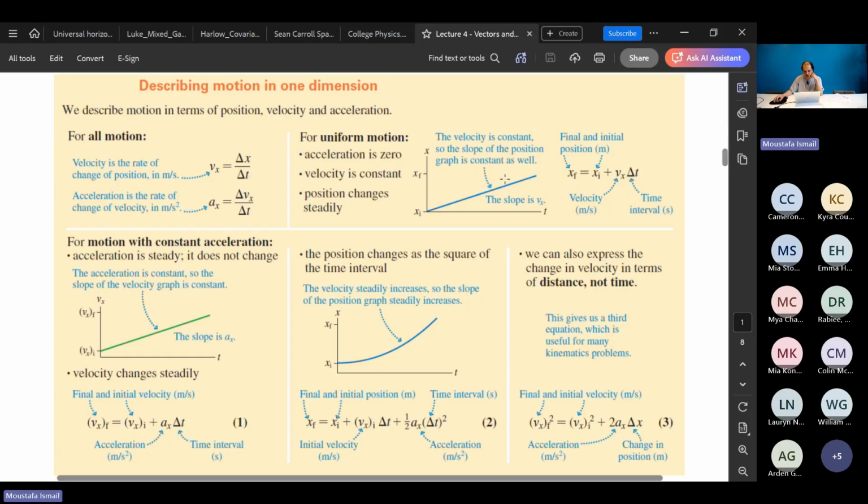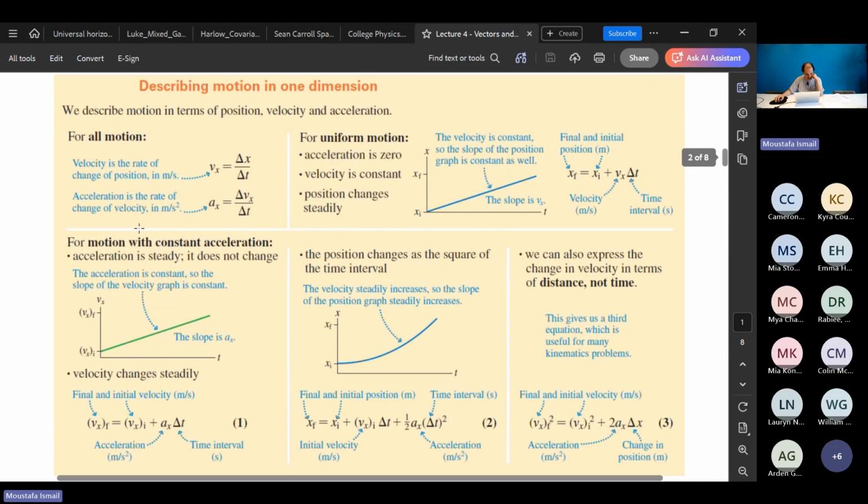Then we have different kinds of motion. We have uniform motion, which is defined by constant velocity, in which case the acceleration is 0, and the equation is just x final equals x initial plus v delta t. There is no acceleration part because acceleration is 0. The graph corresponding to that is a straight line, the slope of which is the constant velocity. If you plot the velocity versus time graph and the acceleration versus time graph, you will have two horizontal lines. Velocity will be a positive horizontal line and acceleration will be just a 0 horizontal line.